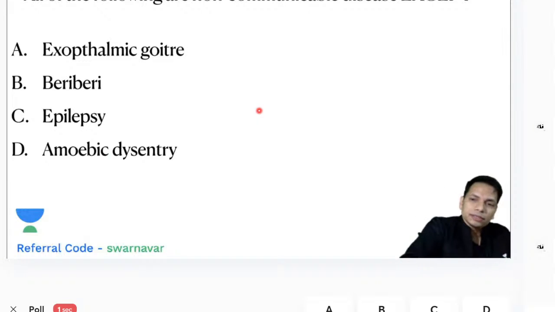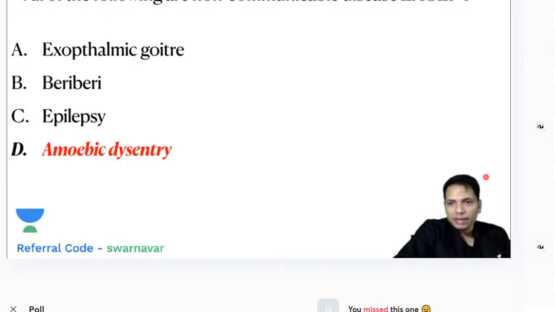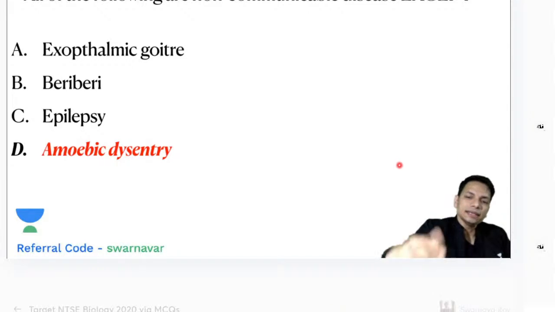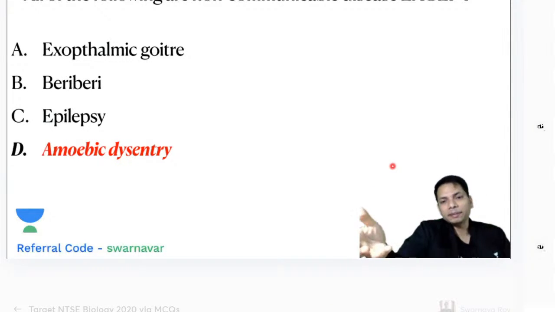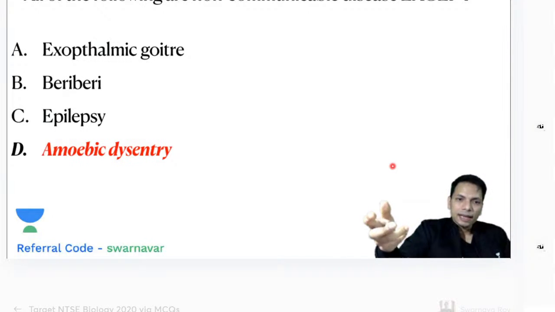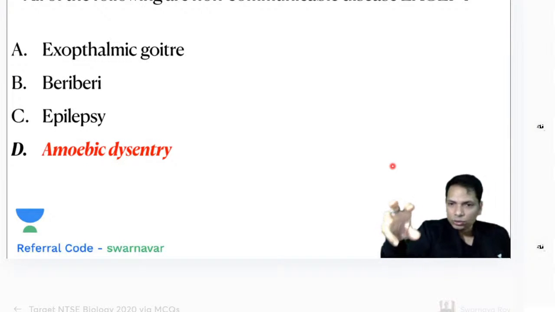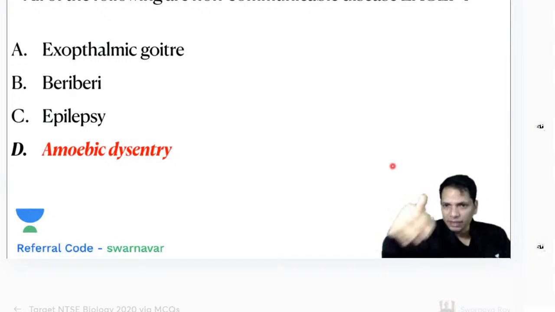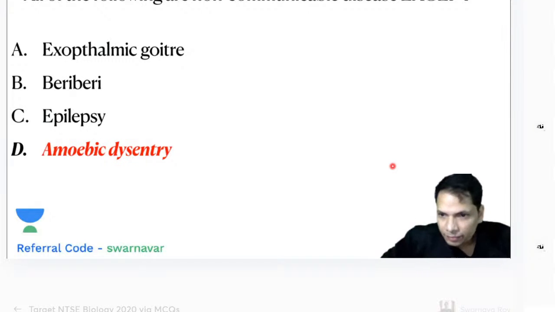Okay, so the answer is D, amoebic dysentery. Amoebic dysentery is communicable, that means it is spread by the fecal-oral route, right? Amoebic dysentery is actually caused by a protozoa. And it can spread from person to person through dirty water, fecal contamination as it is called.